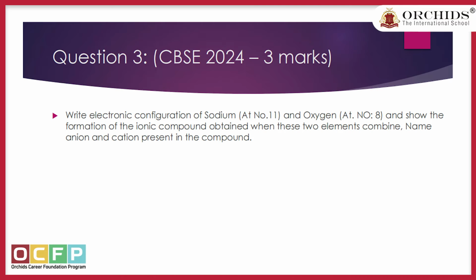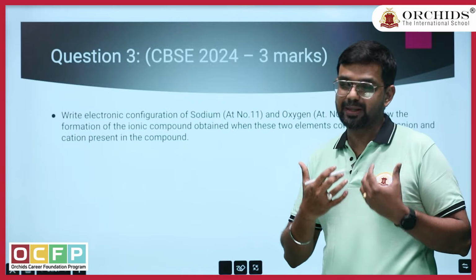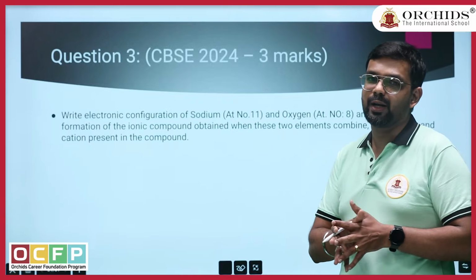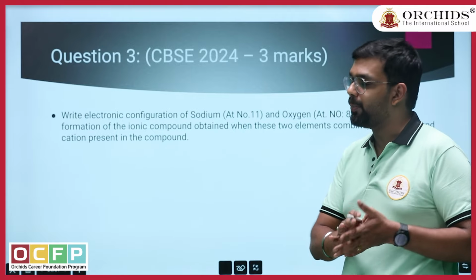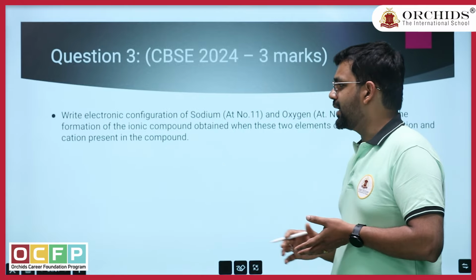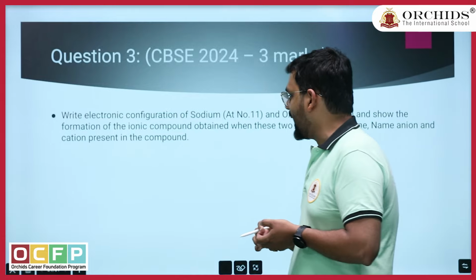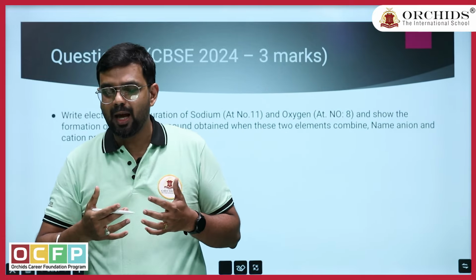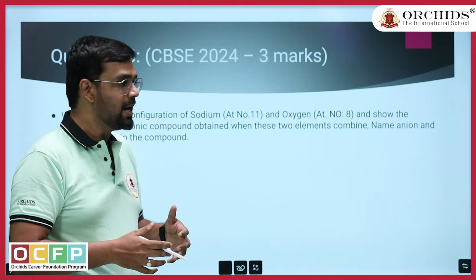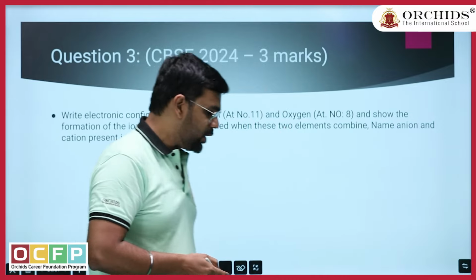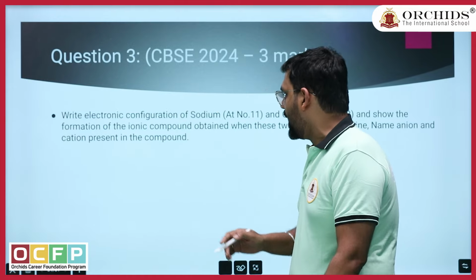This is one of the most important questions which can be expected in the board examinations also. That is the formation, basically the electronic configuration of the metallic ionic compounds. In this question it is asking you to write the electronic configuration of sodium and oxygen, form the ionic compound between these two elements, and name the anion and the cation. So let's first write down the electronic configuration of sodium and oxygen.